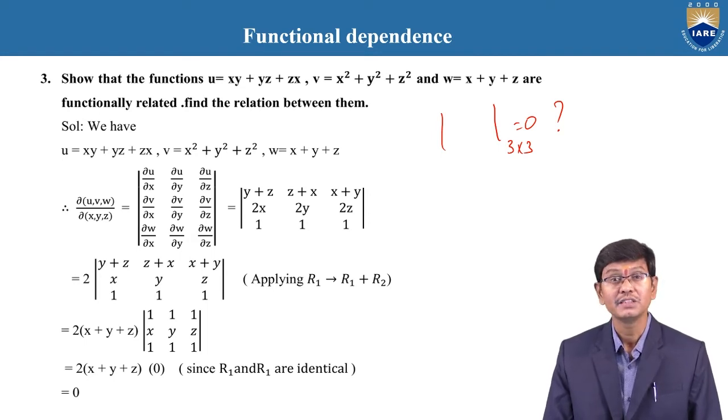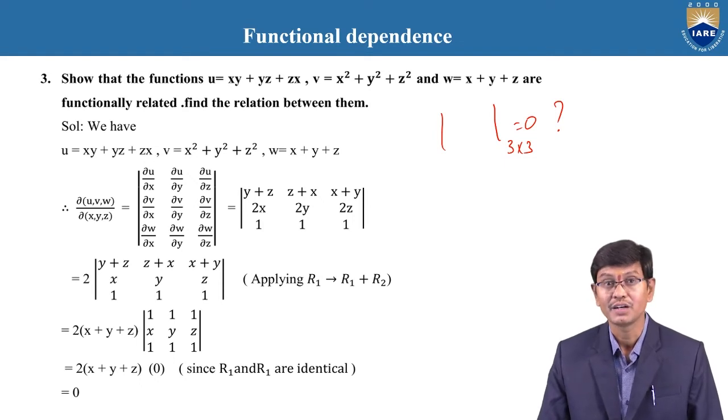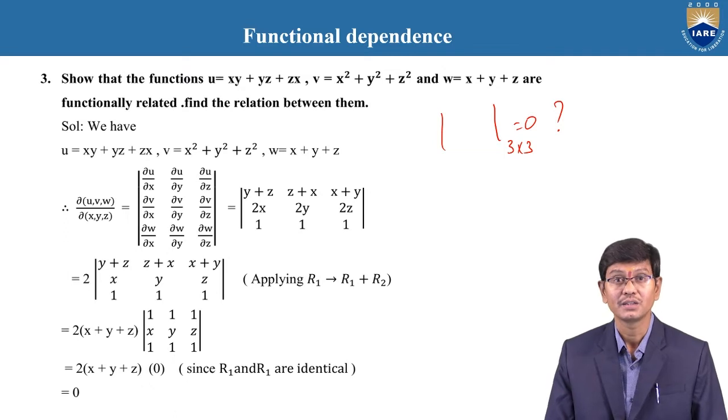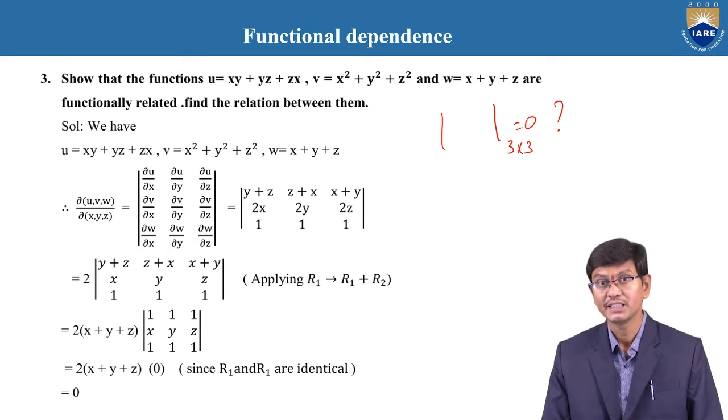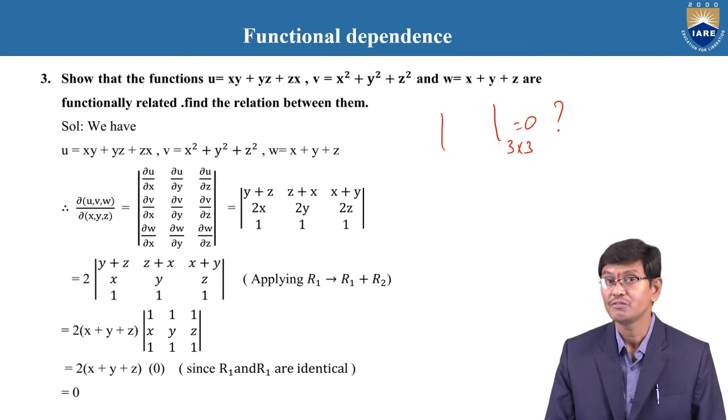Calculating each with the help of the dependent variables u, v, w, the corresponding matrix is the determinant with first row y plus z, z plus x, x plus y. The second row is 2x, 2y, 2z. And the last row is 1, 1, 1. While observing this, the middle row has a common factor 2. Therefore, we take out 2. The remaining part is y plus z, z plus x, x plus y in the first row, x, y, z in the second row, and the third row is clearly 1, 1, 1.